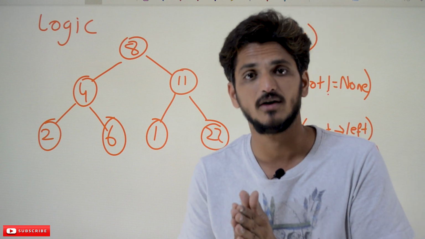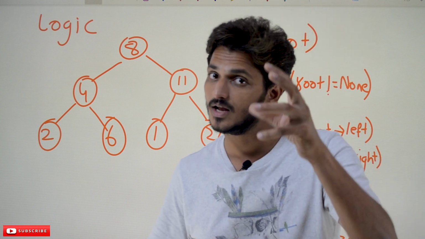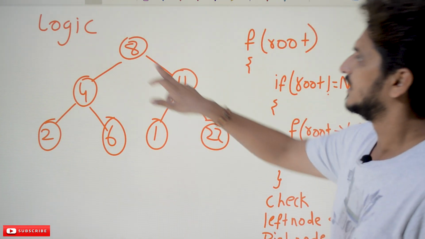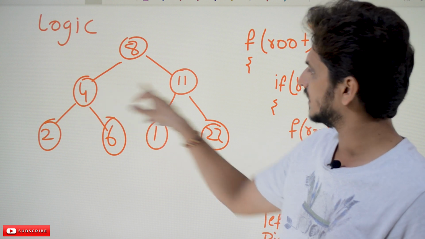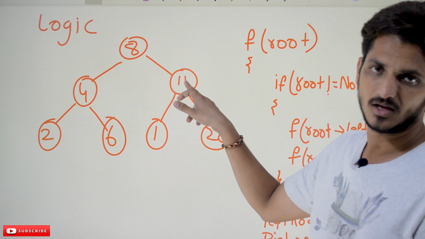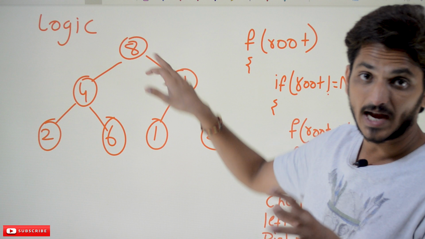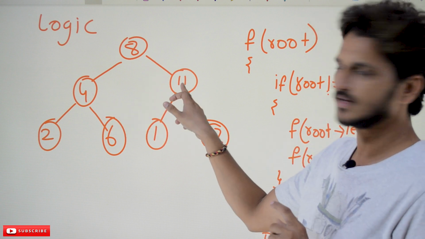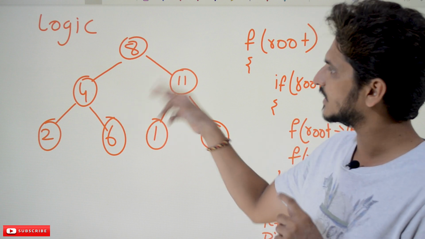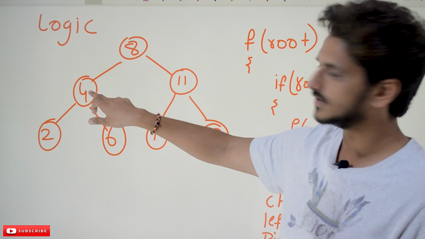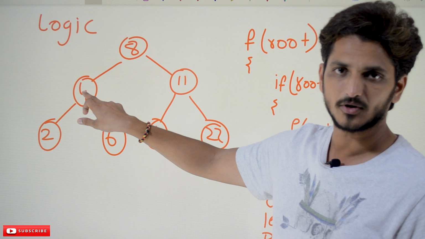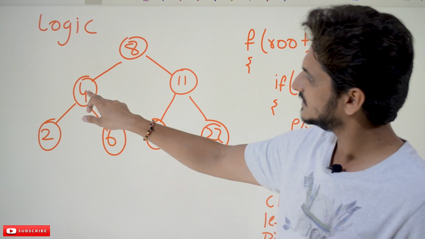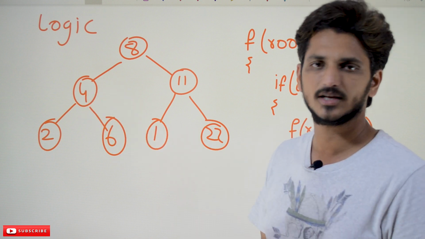Why is it not enough? Let's try to understand graphically why it is not enough. See, 8, 4 is less than 8. It is satisfying the condition. 11 is greater than 8. So the function that called this node satisfies the condition, left side less, right side greater. Similarly, it is going to call this function, the left node. So 2 is less than 4. Yes. And 6 is greater than 4. It is satisfying the condition.